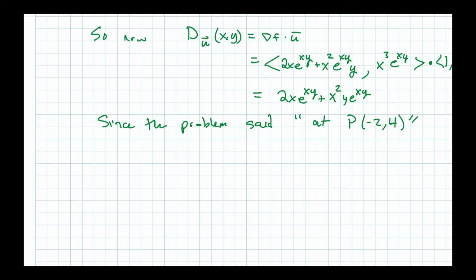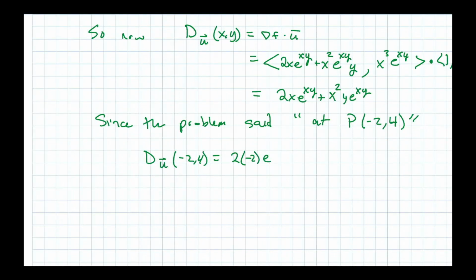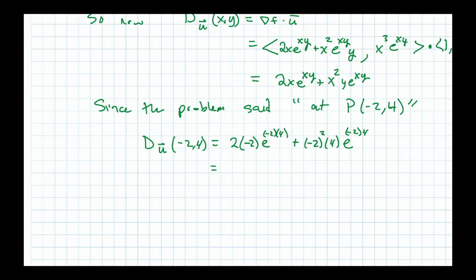We still have to evaluate that. So we have to go d in the direction u at -2, 4. We have to put those numbers in here. So you have 2x, which is -2, e to the x times y, -2, 4, plus x squared, which is -2 squared, times y, which is 4, and then e to the -2, 4. So we get -4 e to the -8.